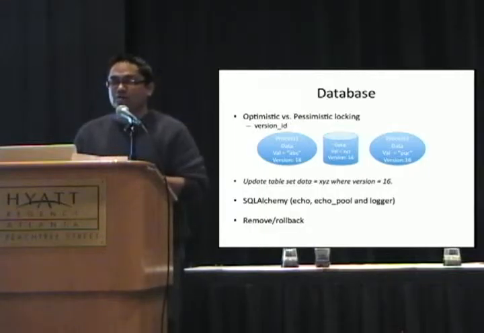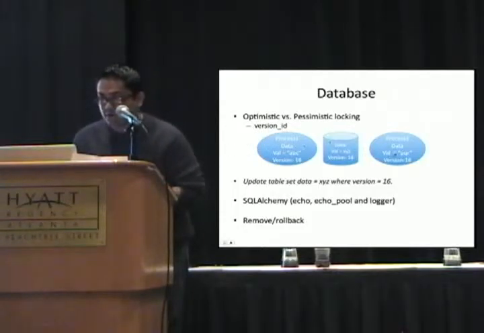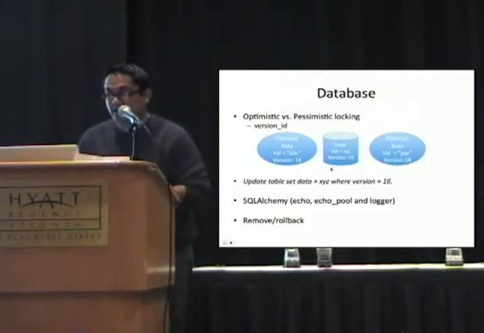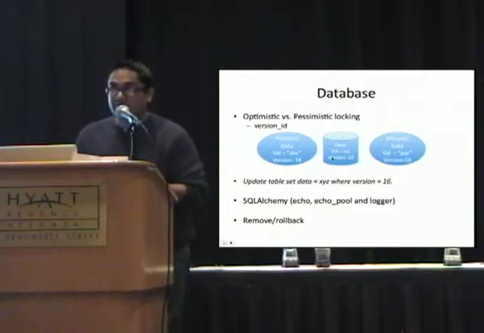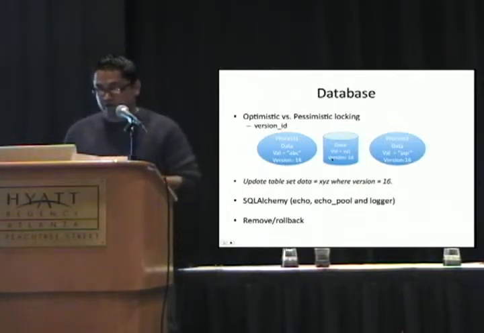What SQLAlchemy allows you to do is give a version ID to that row. As you see in this case, process 1 and process 2 are updating this data. The version in the database is version 16. If process 1 ends up updating it, the version becomes 17. So when process 2 tries to update it, it knows that, hey, someone else has changed it before I could do it.